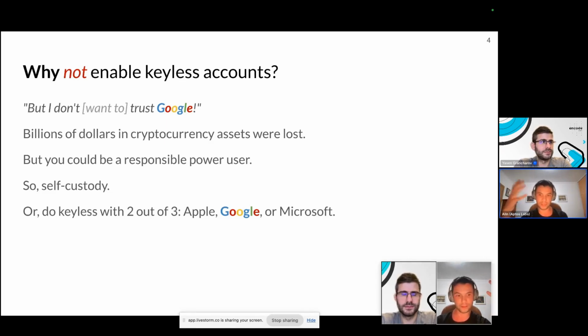But also, you don't have to just trust Google, right? You could choose to trust any 2 out of 3 OIDC providers, for example. So Google could not steal your account on its own. It would have to collude with Google, with Apple, or with Microsoft, for example, to steal your account. So in general, there are sort of mitigations against these objections. But I did want to highlight this, since this is actually a very often brought up point by cryptocurrency enthusiasts, and I think it's a fair point.